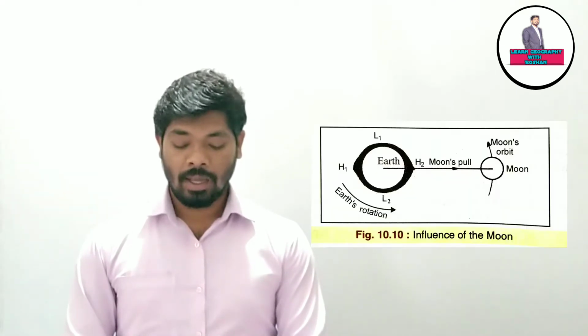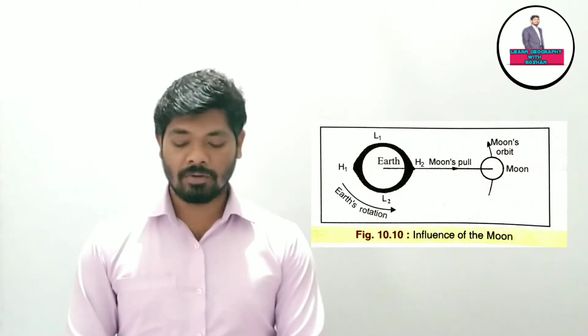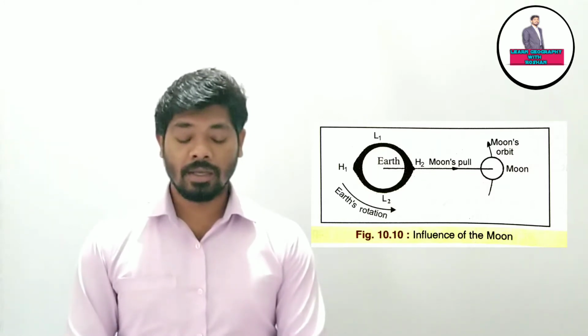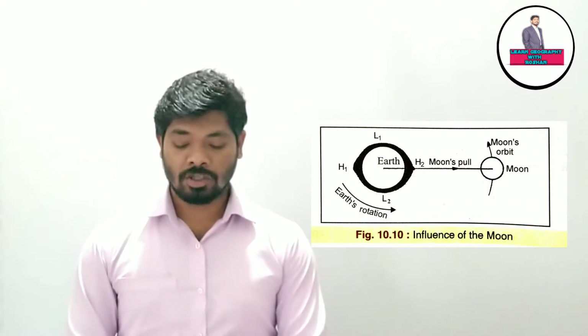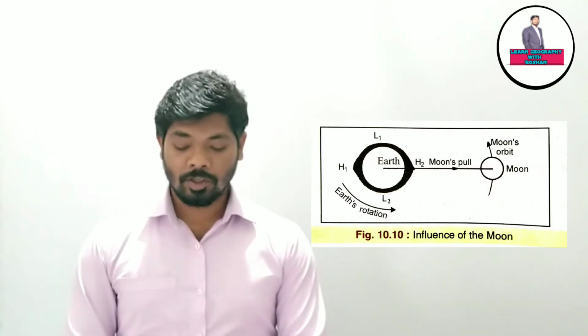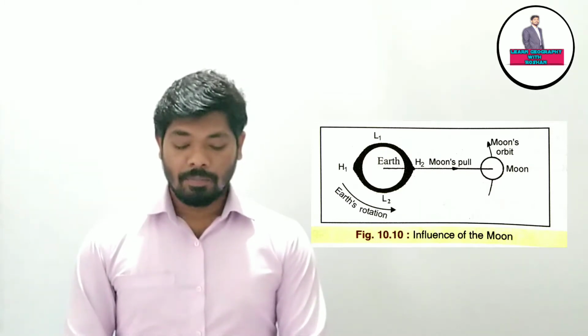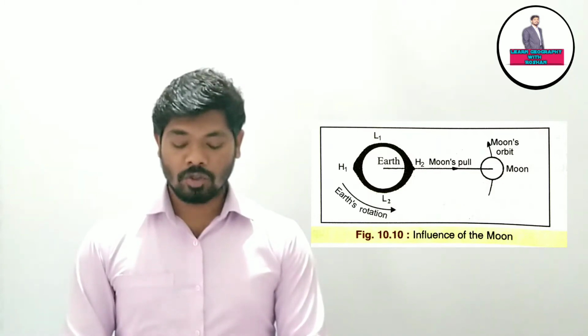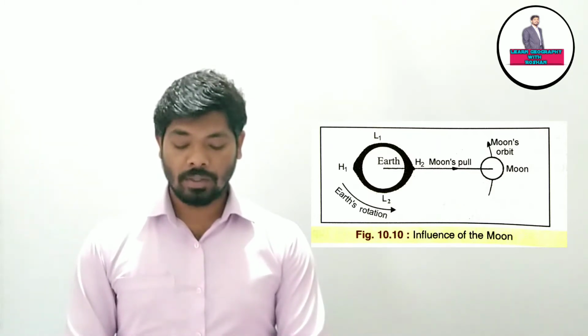The second point is the influence of the moon. The earth is pulled towards the moon more than the water at H1. Therefore, water lags behind and rises at H1. You can see the diagram given in the textbook. At H1 and H2, you can see the pull on the water is exerted, forming high tide. The moon's pull causes water to be drawn from L1 and L2. Therefore, low tides occur there.